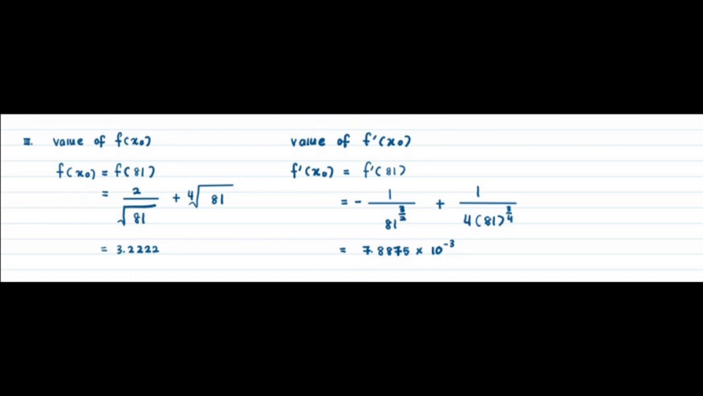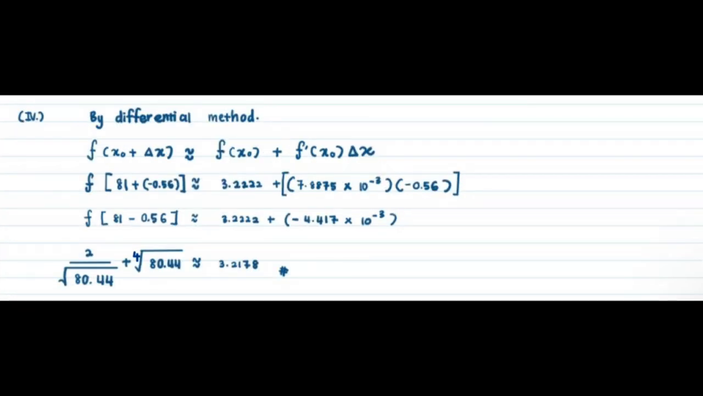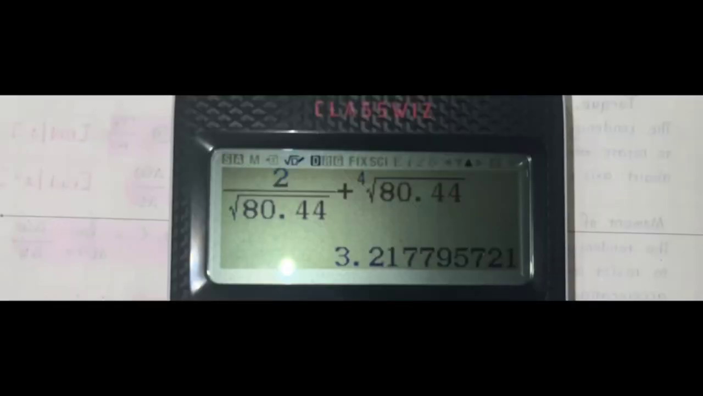And then repeat the same step for f prime(x0) and you will get 7.8875 exponent negative 3. For the final step, by using the differential method, that is f(x0 plus delta x) approximately f(x0) plus f prime(x0) multiplied with delta x. Substitute all values obtained and you will get 3.2178. And we can recheck our answer by using a calculator.